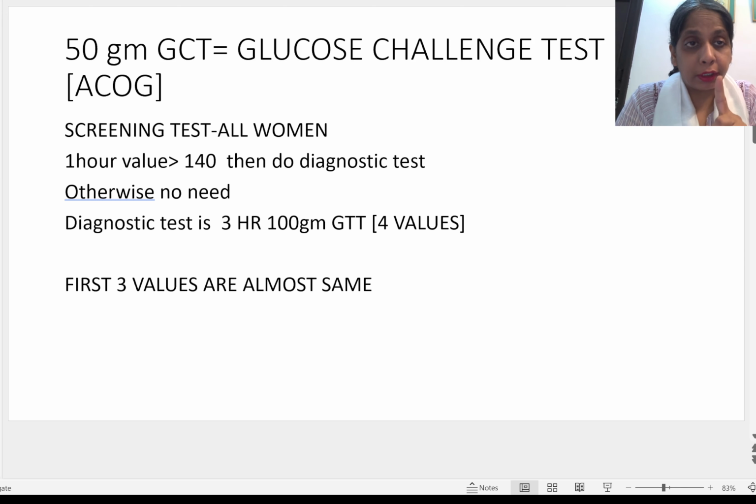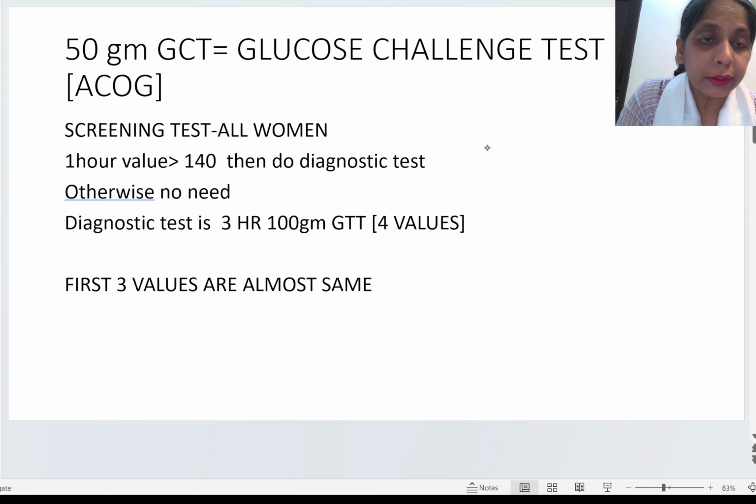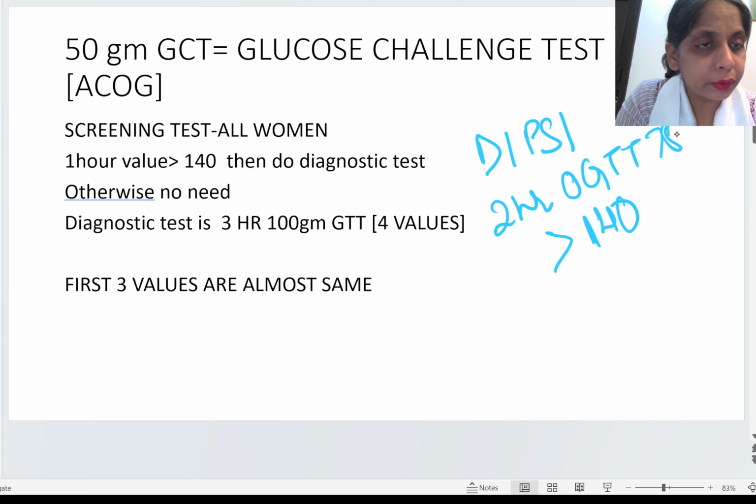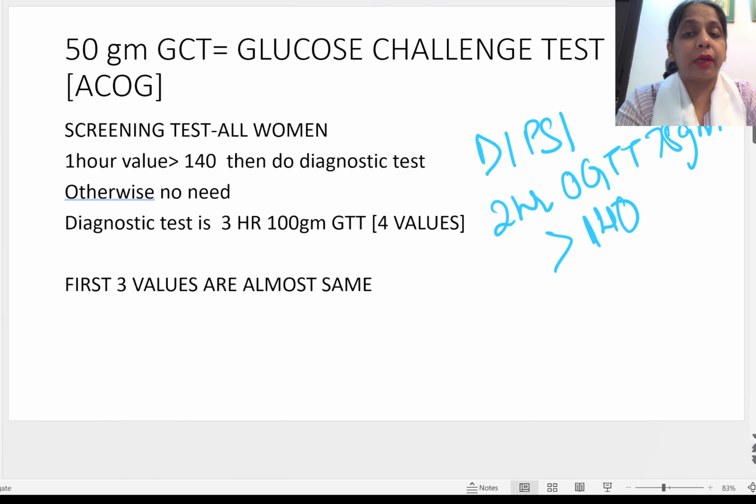So there we learned the 140 in DIPSI, the 75 gram oral glucose tolerance test, where the value was 140 after 2 hours. So you just take note, this 140 value is after 1 hour. In DIPSI, the 2-hour oral glucose tolerance test value was 140, right, with 75 gram. But here, after 1 hour, they are saying that if it is more than 140, then we have to do the glucose tolerance test, and that will be the diagnostic test. If the value is less than 140, then it is not needed.